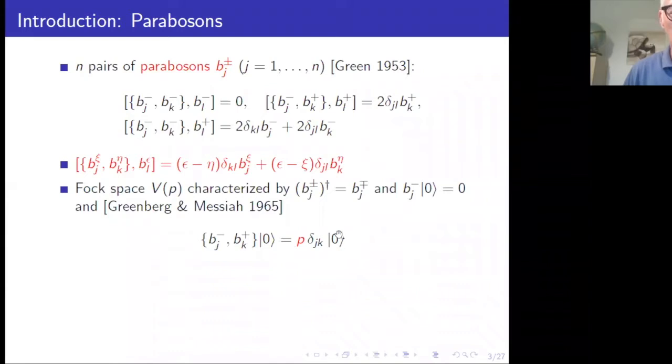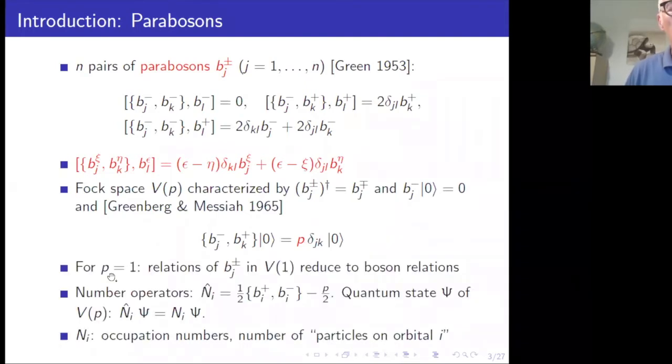And they showed many years ago that this relation is necessary to have a unique ground state, a unique vacuum. But p is just a positive, non-negative integer. And if you take p equals 1, then the relations of these paraboson operators in this Fock space reduce to the ordinary boson relations. So this satisfies the usual commutation relations for bosons. But this is only in the case that p equals 1. And therefore, the other cases are extensions of this, and one speaks of paraboson systems of characteristic p for general p.